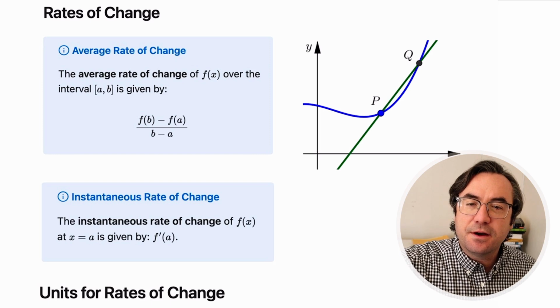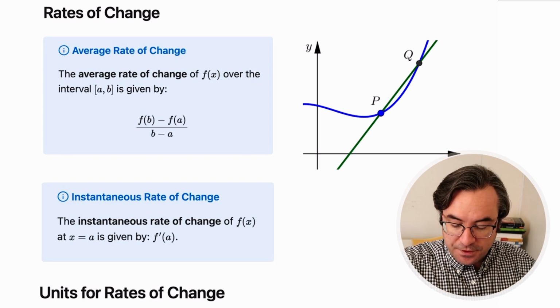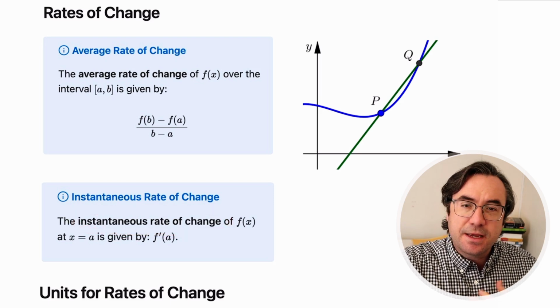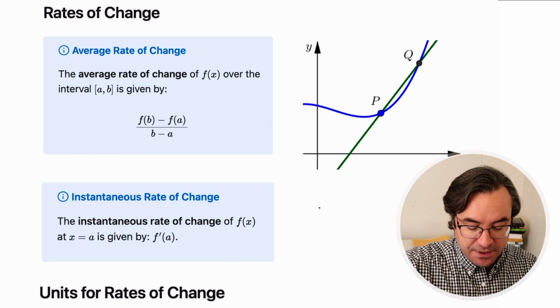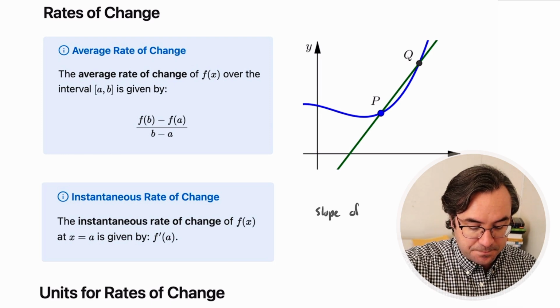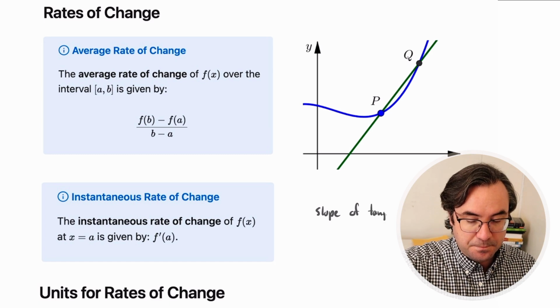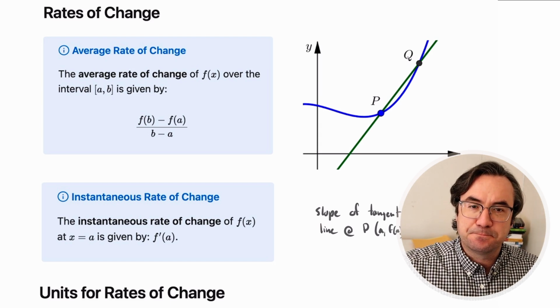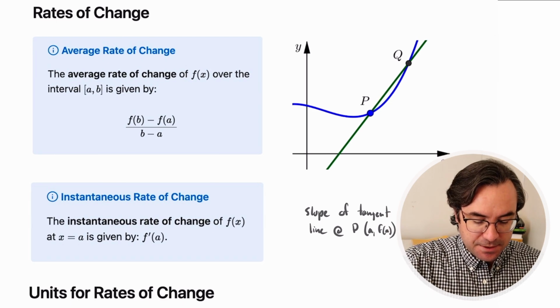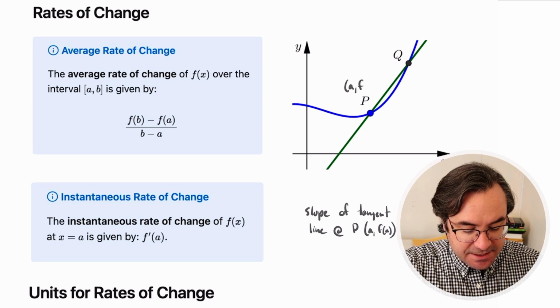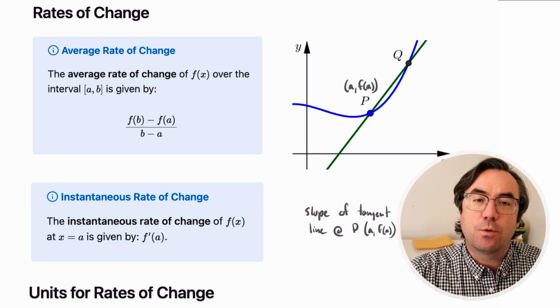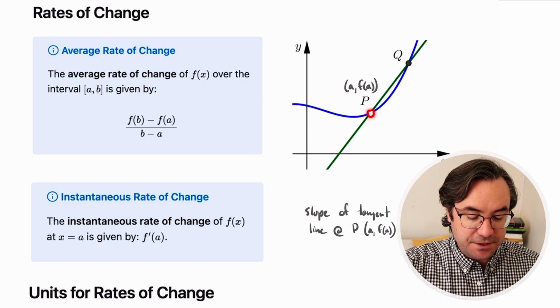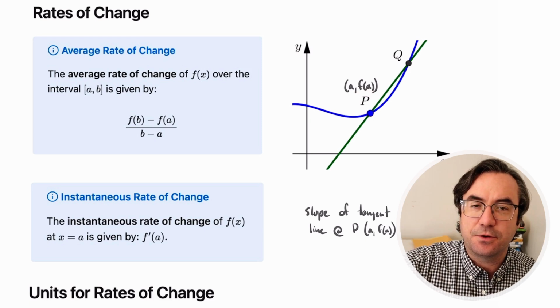Well, we can think of the derivative, or this instantaneous rate of change, as really just measuring the slope of the tangent line at point P. And maybe let's give point P some coordinates here, a comma f of a. So let's write that down. Let's say a is the x value we're interested in, and the y coordinate on our curve is just the function value evaluated.